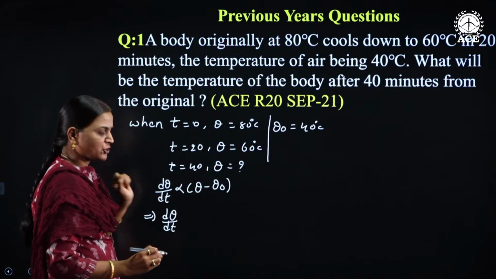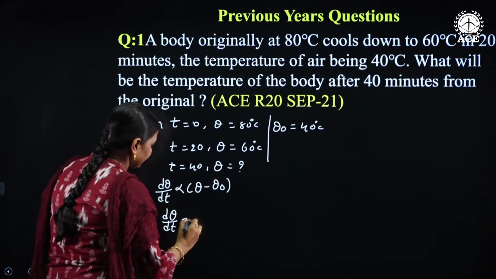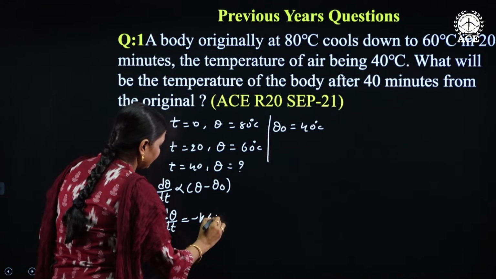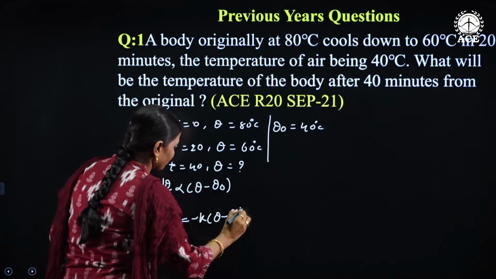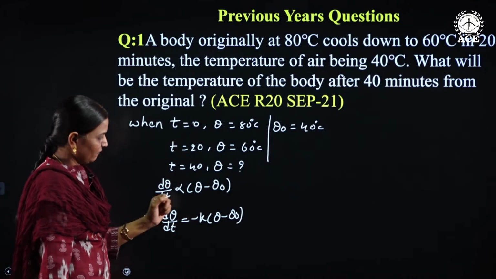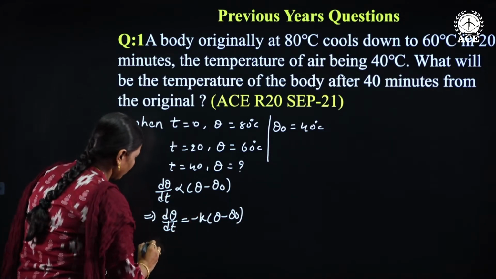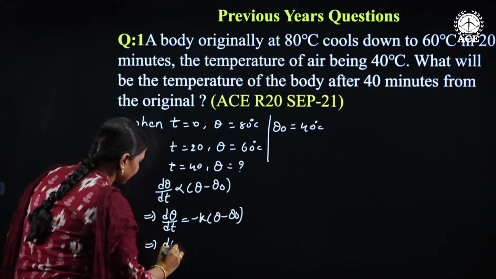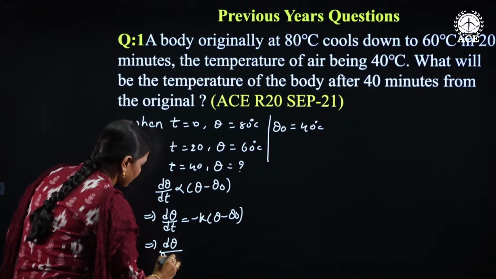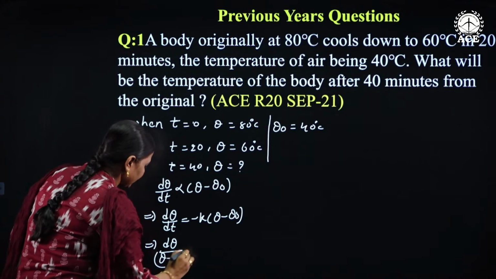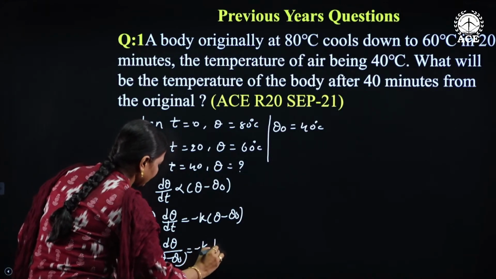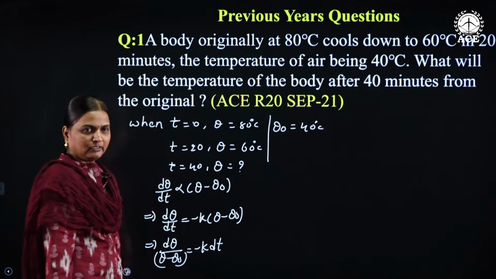So that's why we take the proportional constant as minus k, that is equal to minus k into theta minus theta naught. First find this equation. Now here the variables are in separable form. So how to write this one? d theta by theta minus theta naught is equal to minus k into dt.